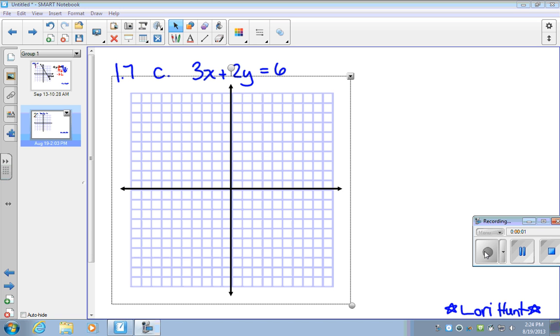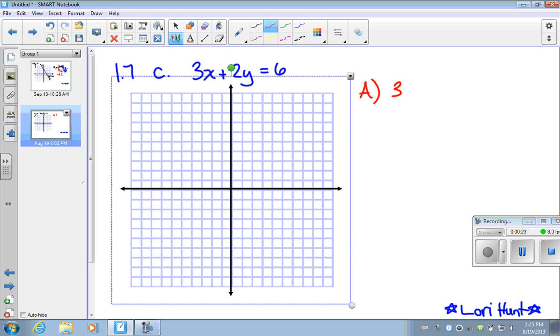All right, this is mastery topic from chapter 1, and it's still mastery topic number 1. Students will know how to work with linear functions in both slope-intercept form and standard form. And you see here we have a standard form equation, 3x plus 2y equals 6. Now, there's a couple ways to do this.